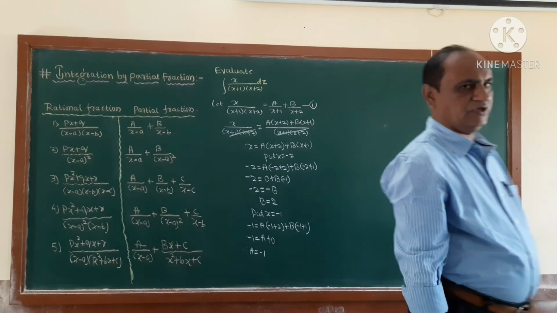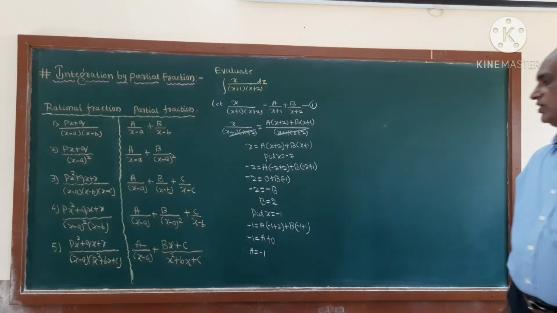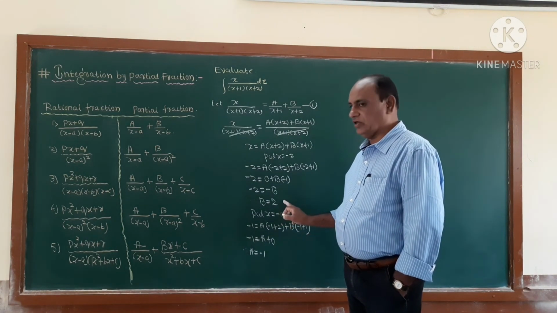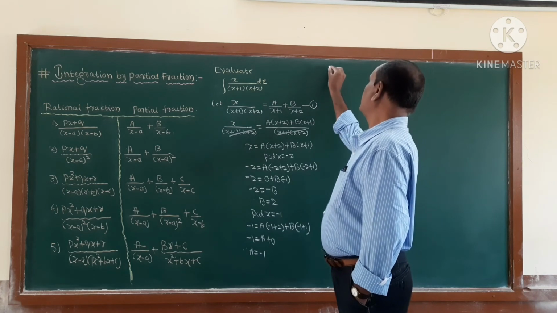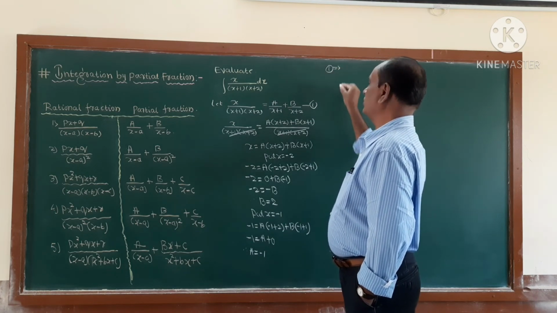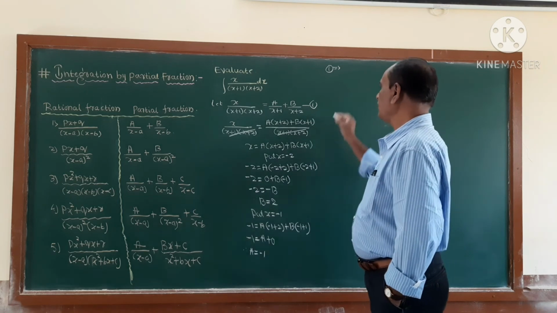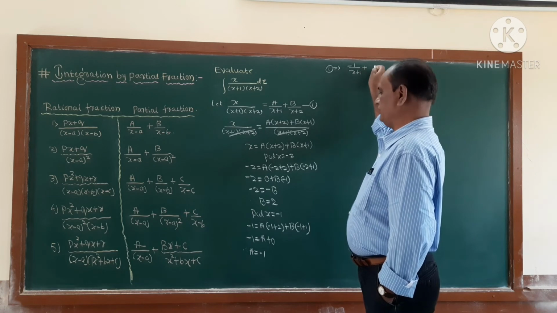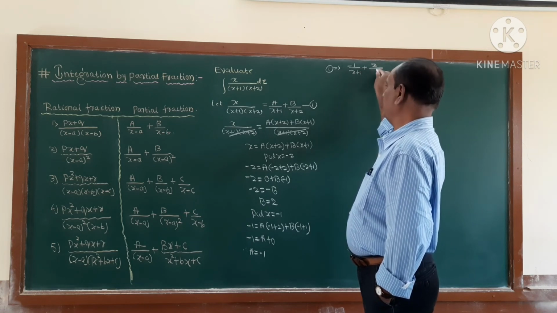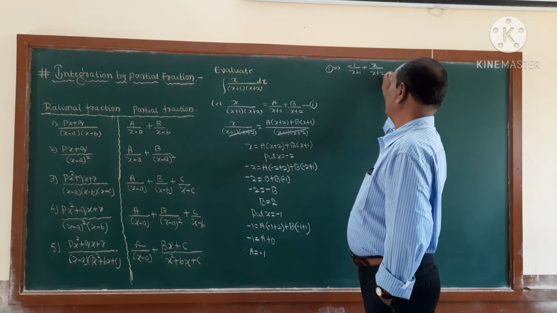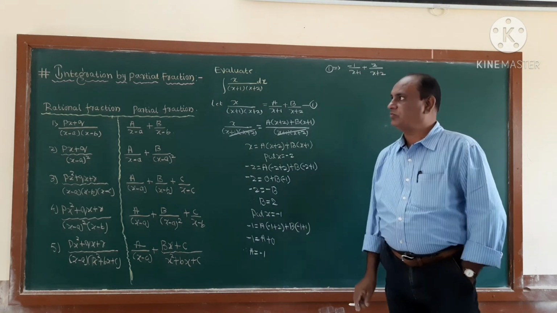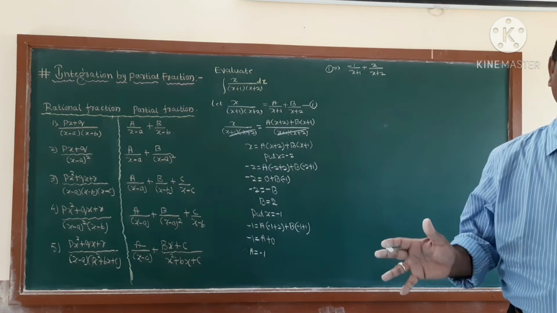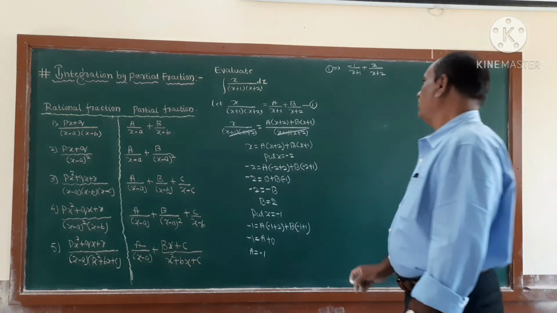Substitute this value in the given equation number 1. Capital A the value is minus 1, capital B the value is 2. Equation number 1 implies minus 1 divided by x plus 1, then plus 2 divided by x plus 2. By using the partial fractions and the values of capital A and B, we calculate. Then on integrating, we take the integral.